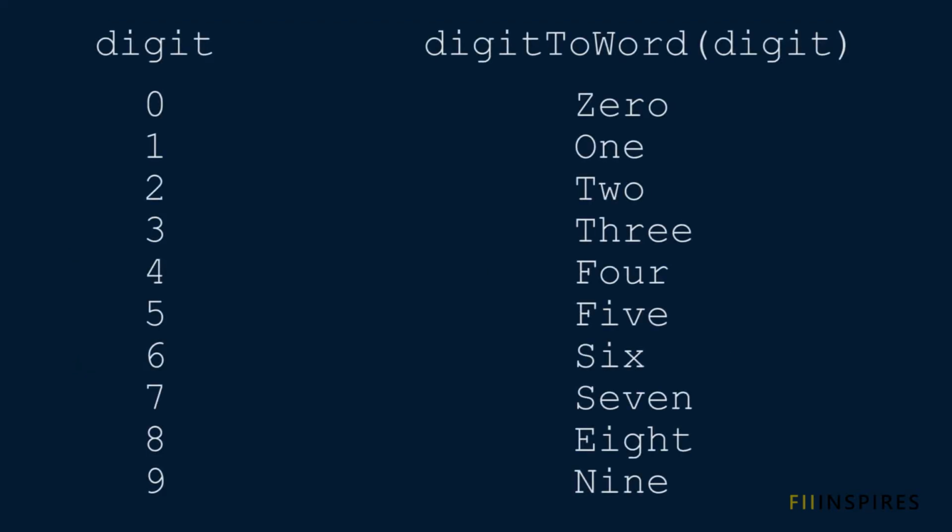First, we will write a function that takes a digit and transcribes it into the corresponding word. That is, if we enter the number 0, the function should return the string ZERO. If we enter the number 1, we should see ONE, and so on.